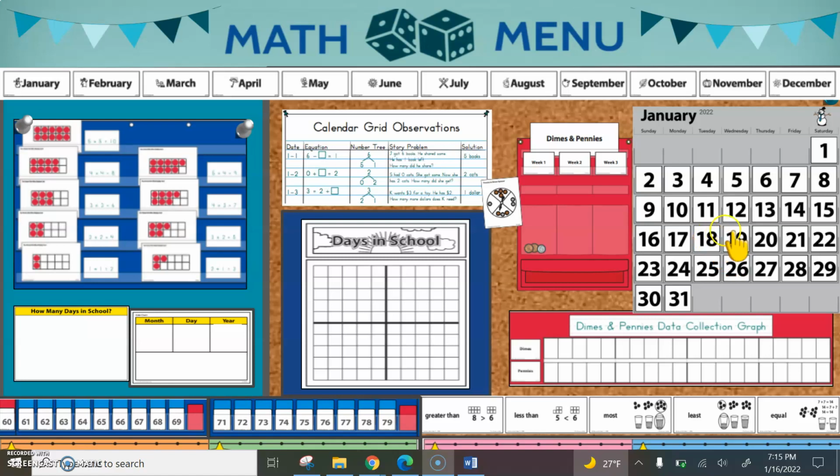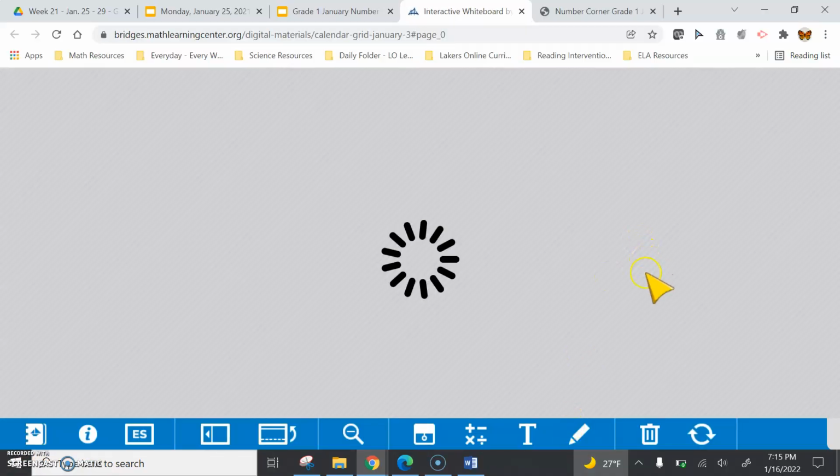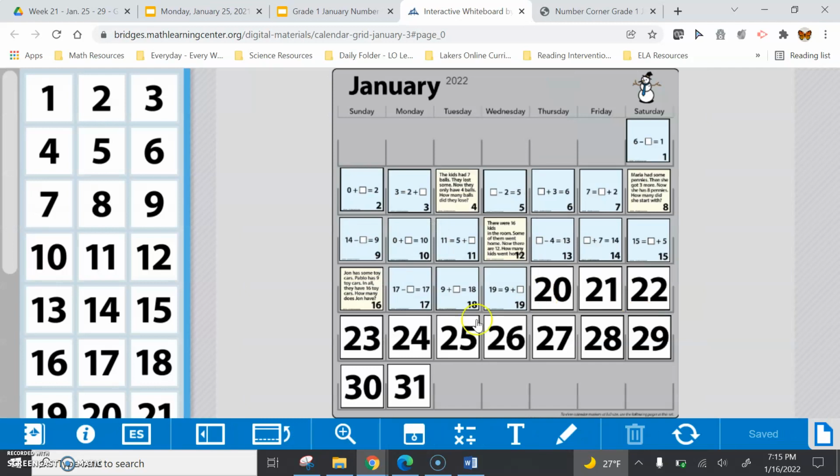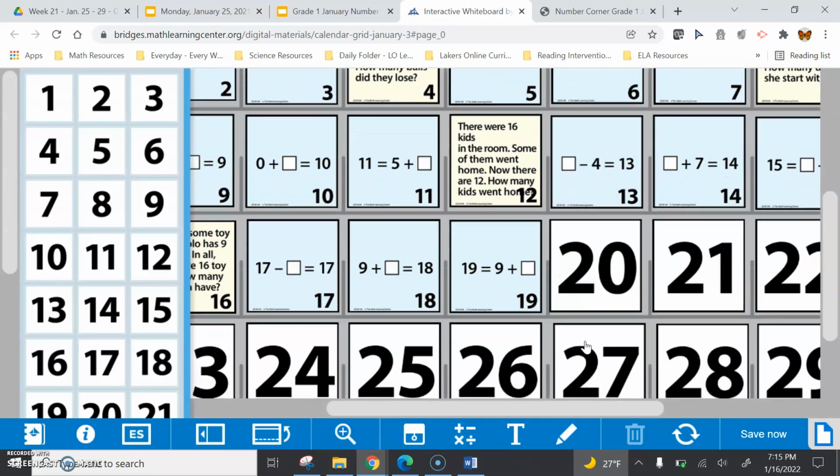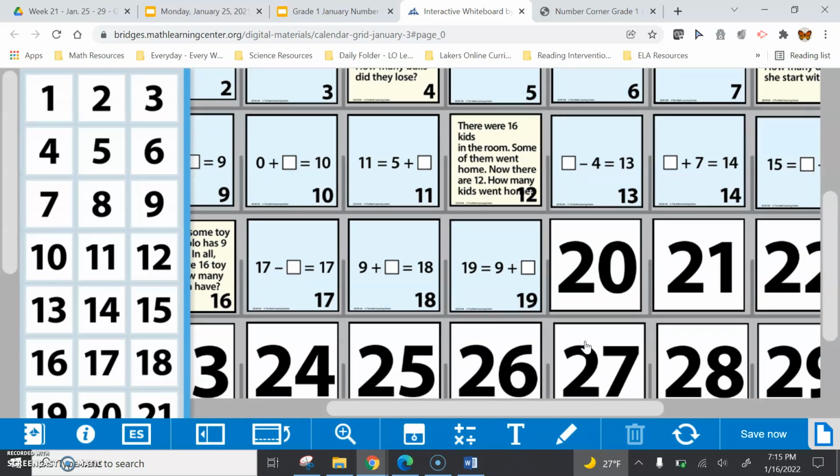Let's find out what's on our calendar. We've had a lot of great equations and story problems this month. What do you think it will be today? An equation or a story problem? Let's find out.